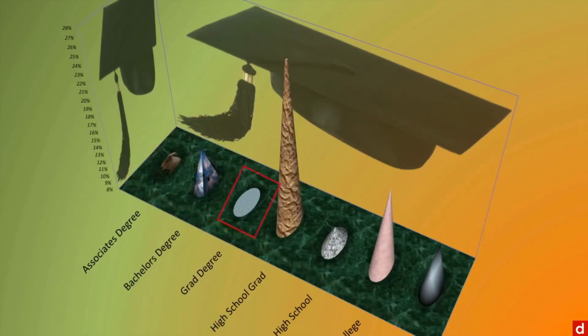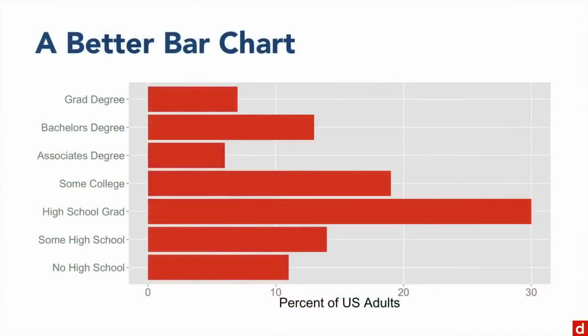You know, if you want to take an extreme, this one for grad degrees doesn't even make it to the floor value of 8%. And this one for high school grad is cut off at the top at 28%. And this, by the way, is a picture of a sheep, and people do this kind of stuff, and it drives me crazy. If you want to see a better chart with the exact same data, this is it right here. It's a straight bar chart.